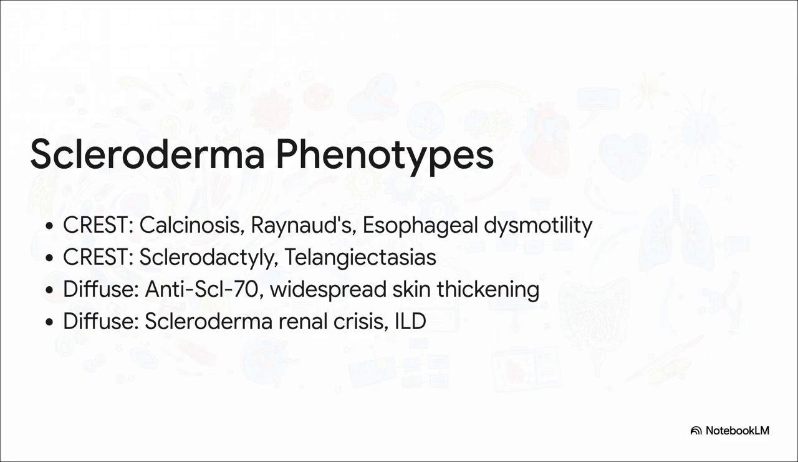Conversely, diffuse scleroderma is a whole different beast. It spreads rapidly. The widespread skin thickening extends proximally, going way above the elbows and knees. It's driven by anti-Scl-70, also known as anti-topoisomerase 1, and it points toward incredibly lethal endpoints, specifically scleroderma renal crisis and severe interstitial lung disease.